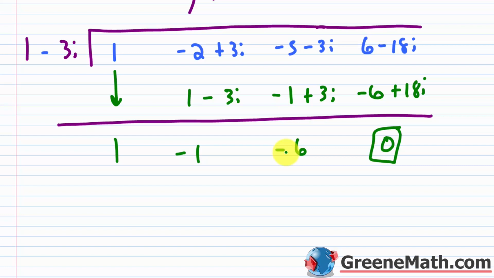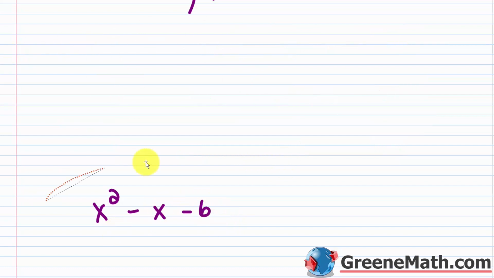We did 1 synthetic division, so it was a 3rd degree. Now we did another one, so it's a 2nd degree. So this is going to be the coefficient for x squared. Then this is x to the 1st power. Then this is your constant term, okay? So this right here is what we're looking for.